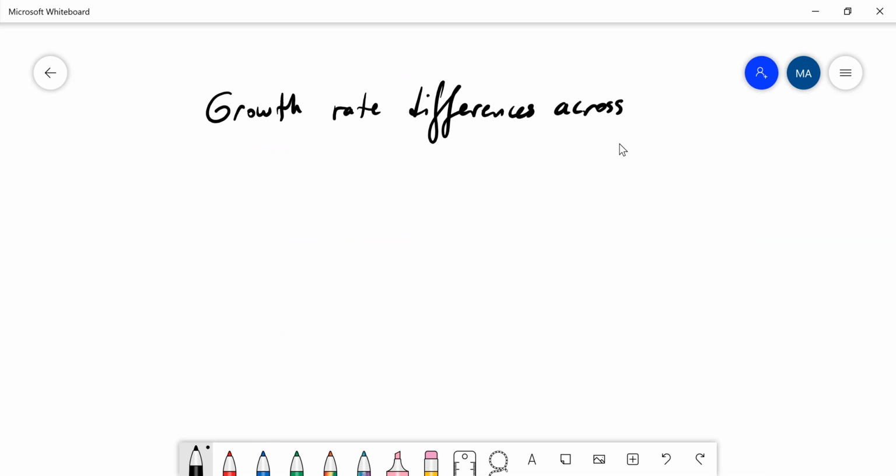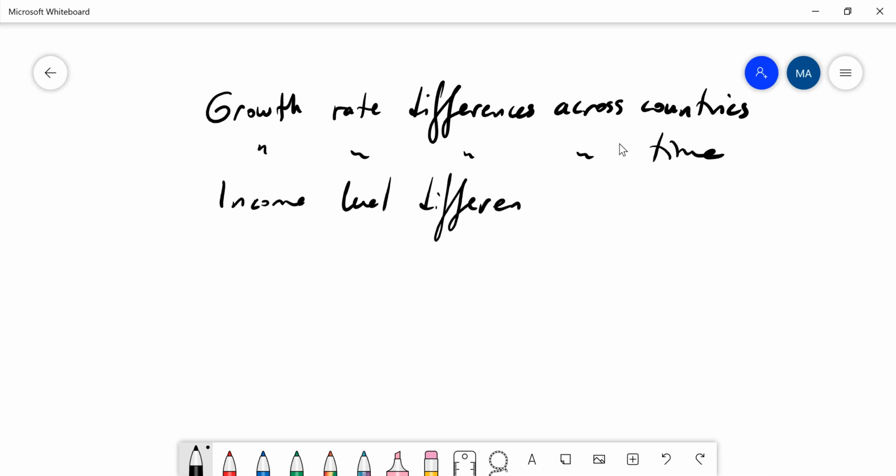Growth rate differences across countries, growth rate differences across time, income level differences across countries, and income level differences across time. Okay, so many different growth facts are now at least explainable. Maybe the explanation is not entirely correct, right?